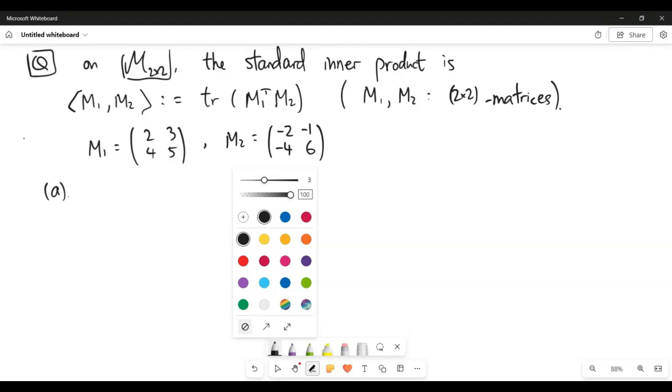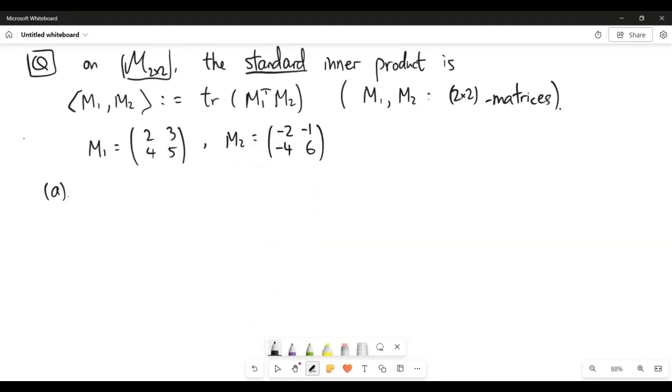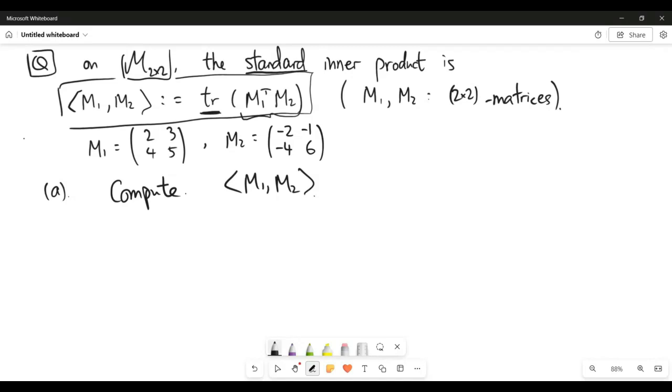In that case, for this vector space, the standard inner product, I call it standard because it's the most common one, is usually defined like this. Think about the computation required on your side. You have to compute the trace of the matrix product, which is M1 transpose times M2. Let's do some calculations together and try this exercise together.